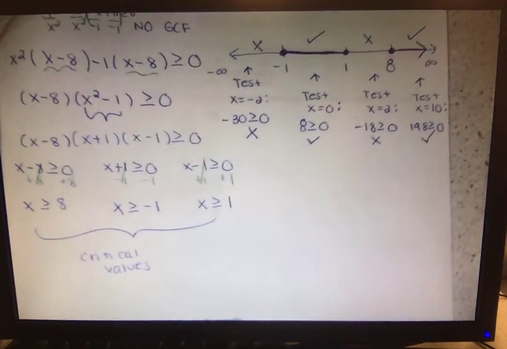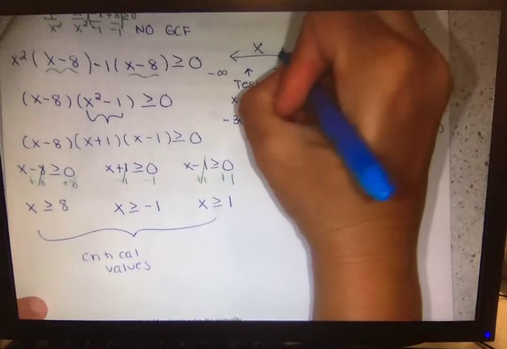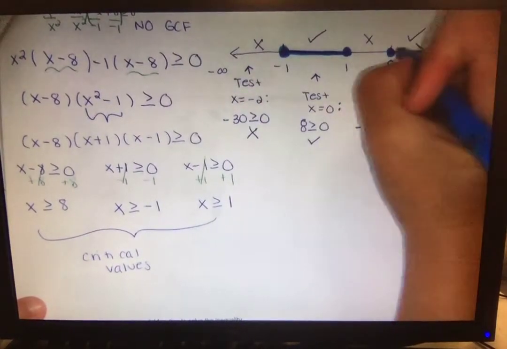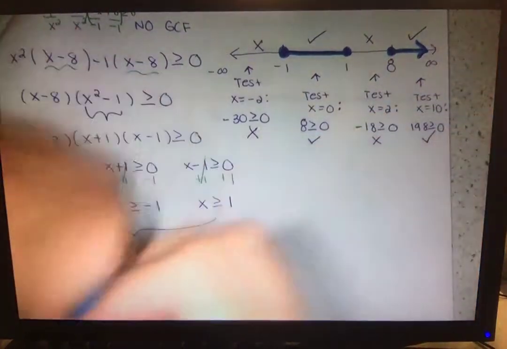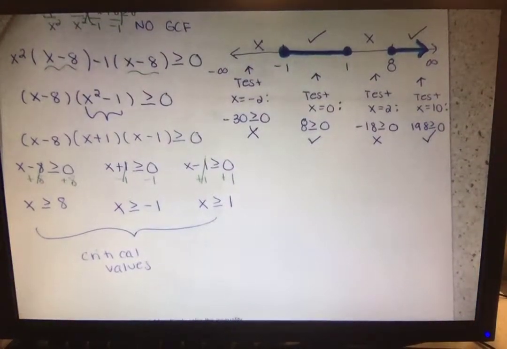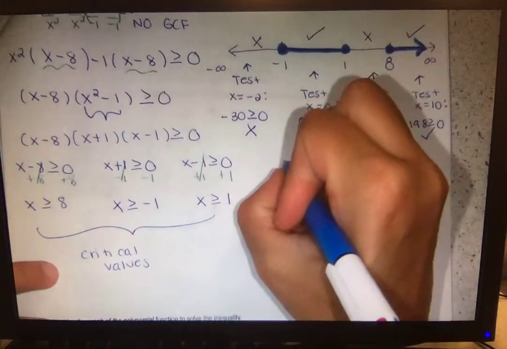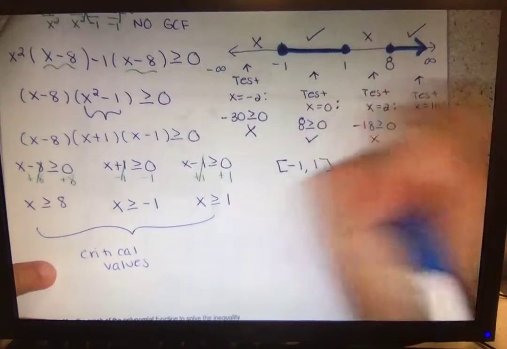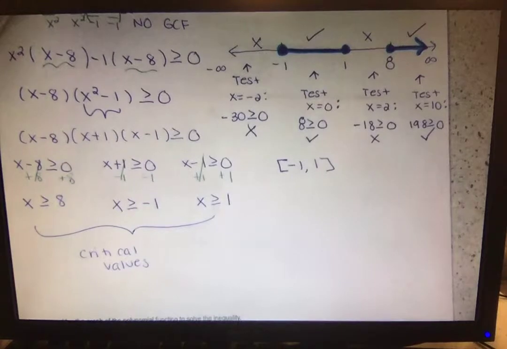So the sections that work are our answers. Going from left to right, we're going from -1 to +1, and from 8 towards positive infinity. All of the endpoints are included, so we're going to use brackets. So again, from left to right, bracket -1, comma, +1, closing that bracket.